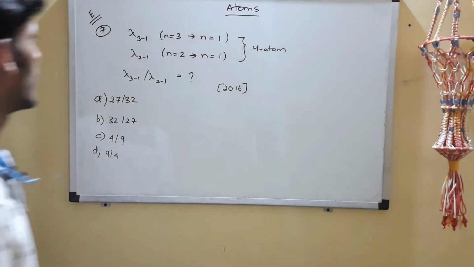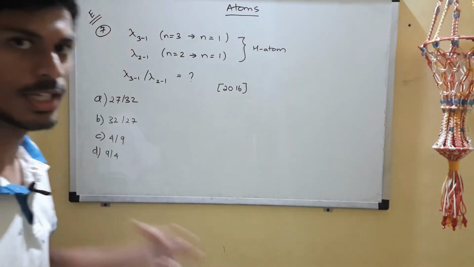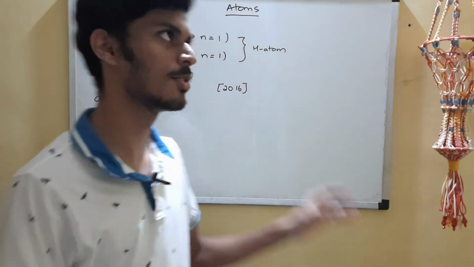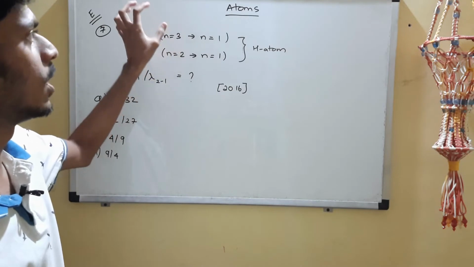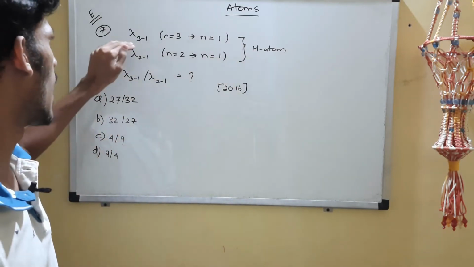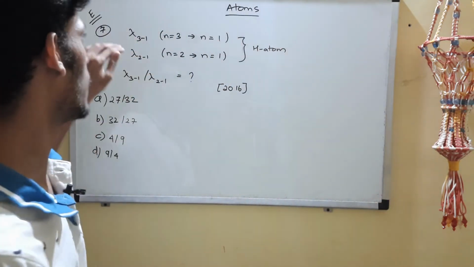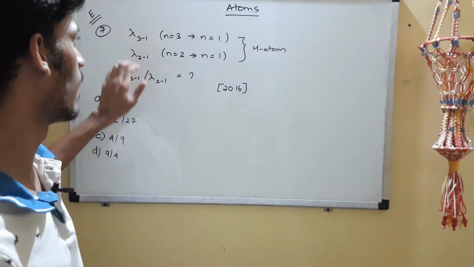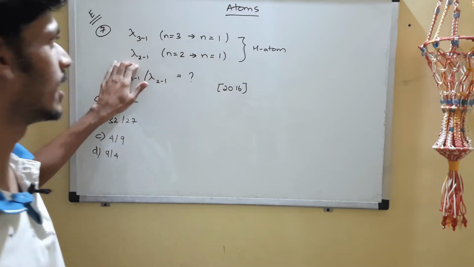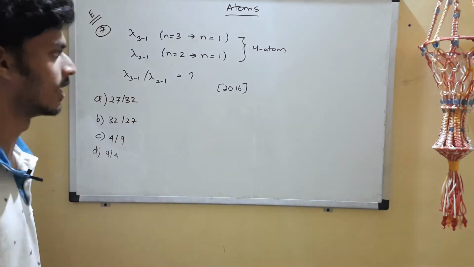So question number 7, in this question you can see a particular transition and the wavelength associated with that particular transition. So basically an electron jumps from n equal to 3 excited state to n equal to 1 in an H atom, and a photon is released, right? So the wavelength of that photon is this, okay? And for this particular transition the wavelength is this. You are supposed to tell what is the ratio of these two wavelengths, okay?